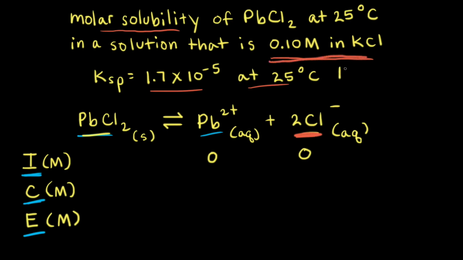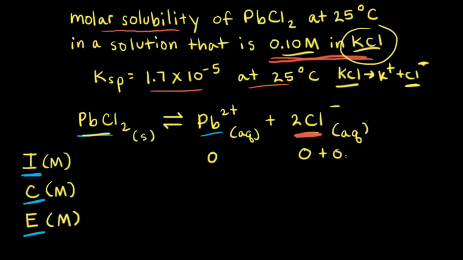KCl is a soluble salt, so KCl dissociates completely to turn to K plus and Cl minus. Therefore, if the concentration of KCl is 0.10 molar, that's also the concentration of Cl minus from the KCl. So we can add here plus 0.10 molar, and think about that as being from our KCl. So there's going to be two sources of chloride anions here, and so the Cl anion is our common ion. The other source of chloride anion is PbCl2 when it dissolves.